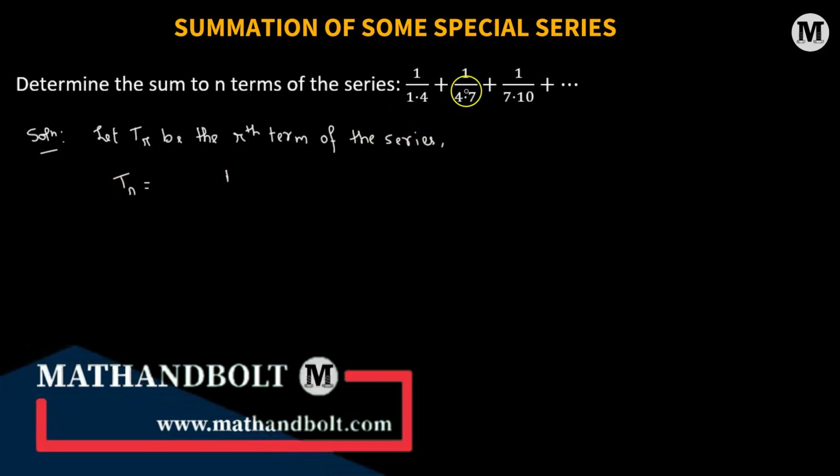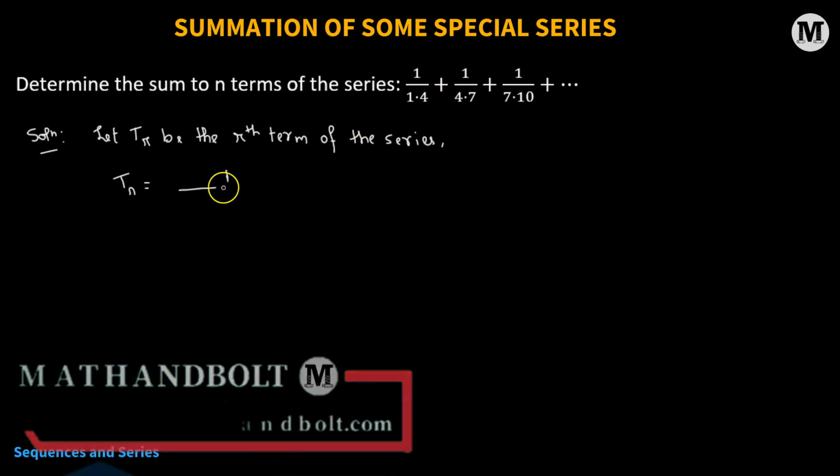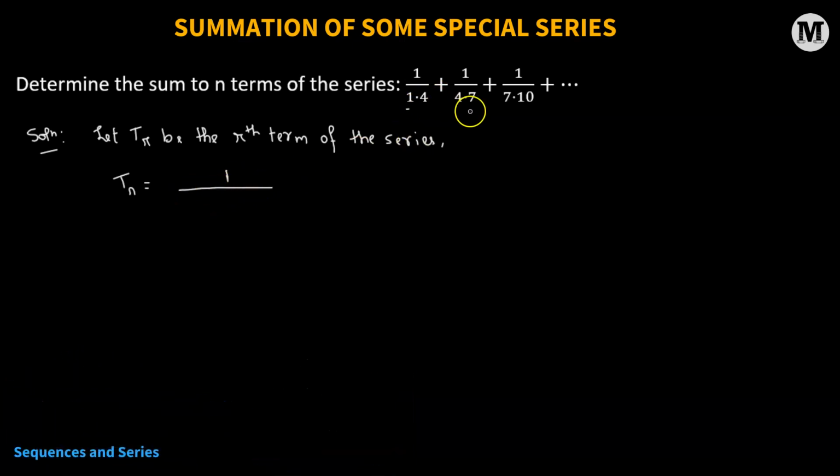In each of the terms, the numerator is simply 1, so we'll keep the numerator as 1. Now, let's consider the first number in each denominator: 1, then 4, then 7. We observe that this sequence is in arithmetic progression, with first term 1 and common difference 3. So we can define its rth term as a plus r minus 1 times the common difference d. Here we have 1 plus r minus 1 times 3, which gives us 3r minus 2 in the denominator.